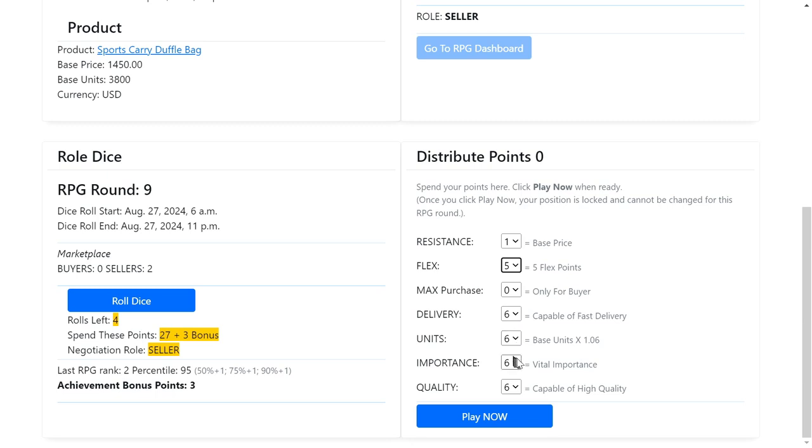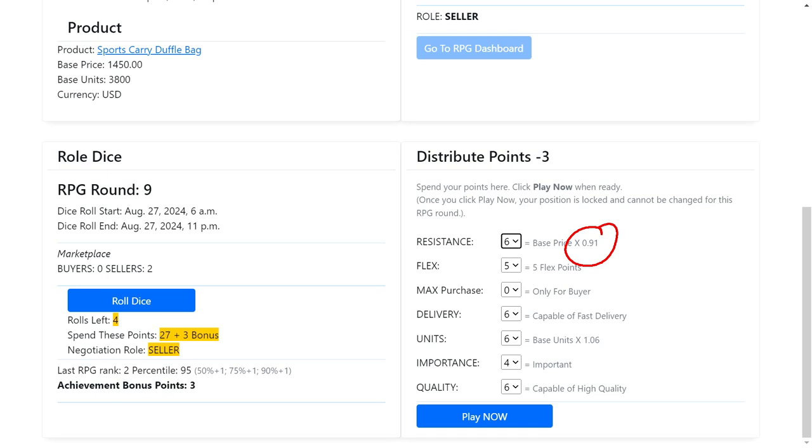And what about my importance? Let me lower my importance a bit. And then what about my price? Well, since I'm a seller, if I go all the way up here, I can get my price down to 0.91% of the base price. So that's kind of like a sales price. That means that my price is going to be lower than competitors in the market if they do not use this 6. If they use 5, 4, 3, 2, 1, their price will be higher. So as a seller, that will give me a lower price.